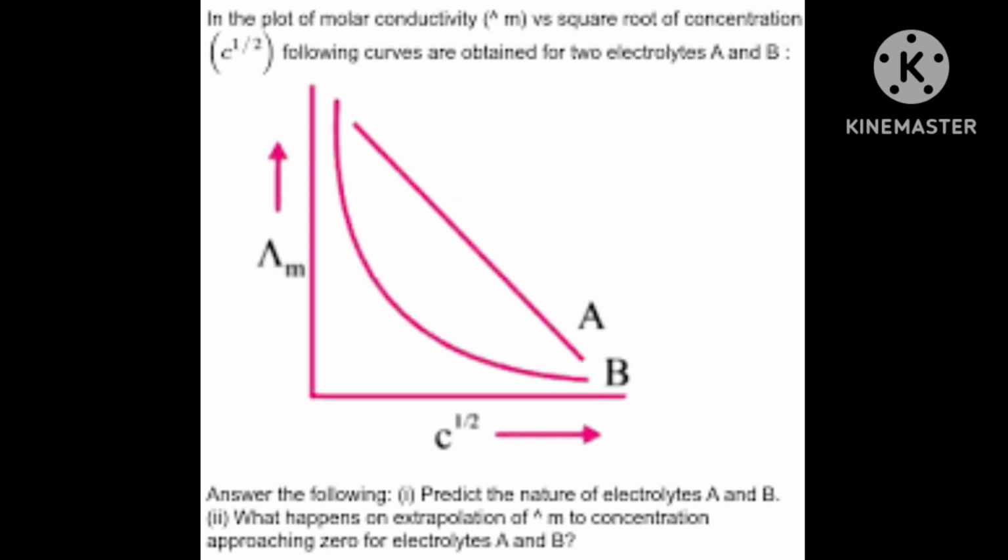Now just put the kappa value and C value. Kappa is equal to 1.148 Siemens per meter divided by concentration 50 mole per cubic meter. After solving, it will come 229.6 into 10 to the power minus 4 Siemens meter square per mole. Okay, this is the way to calculate.